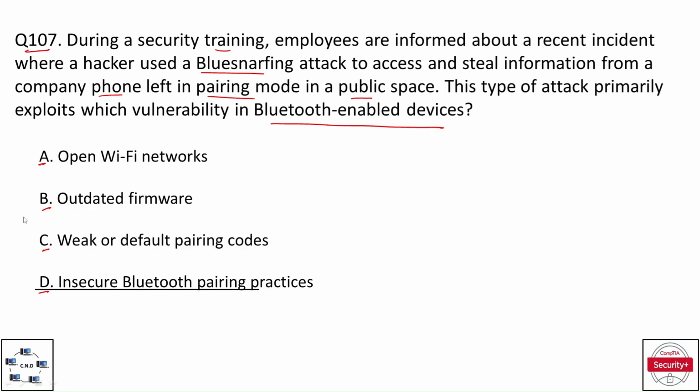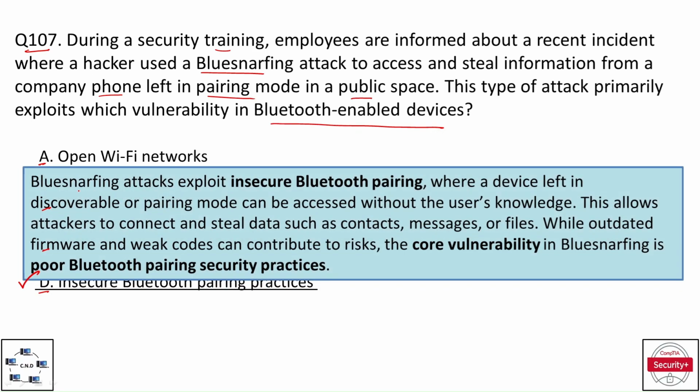And the correct option is option D, insecure Bluetooth pairing practices. So, bluesnarfing attacks exploit insecure Bluetooth pairing where a device left in discoverable or pairing mode can be accessed without the user's knowledge. This allows attackers to connect and steal data such as contacts, messages, or files. While outdated firmware and weak codes can contribute to risks, the core vulnerability in bluesnarfing is poor Bluetooth pairing security practices.